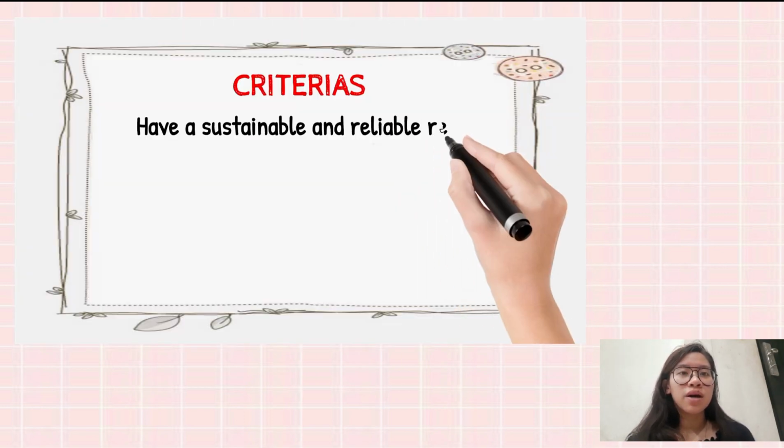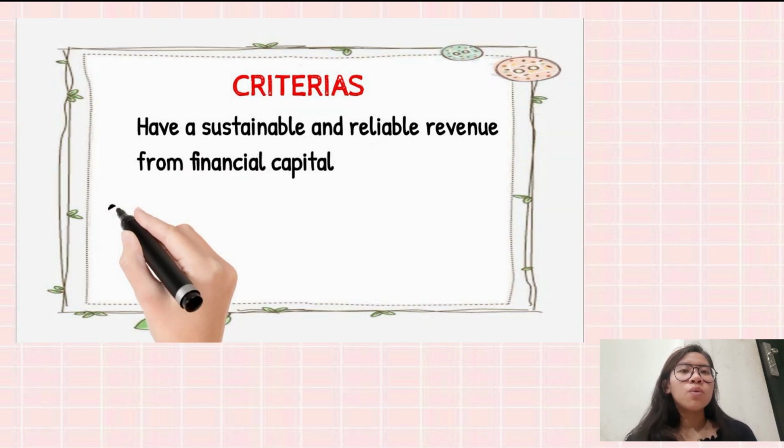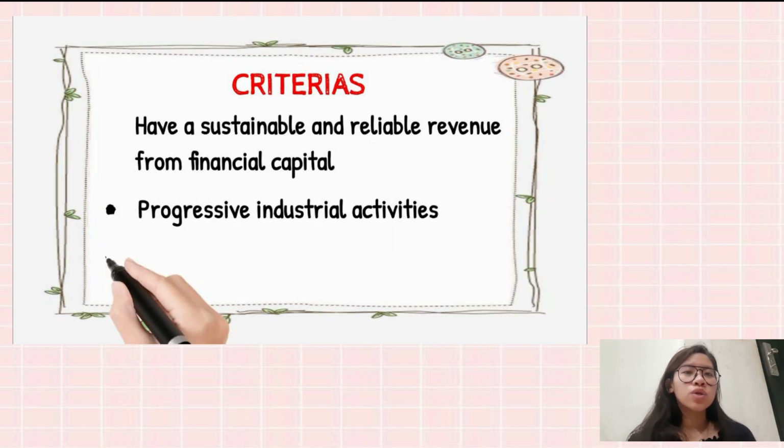Moving on to the criteria, having a sustainable and reliable revenue from financial capital with an annual income of not less than 20,000 ringgit is the criteria possessed by the municipal council. These are the latest requirements introduced at the meeting of the State Council for the Local Government on June 8th. Furthermore, a municipality needs to have progressive industrial activities, businesses, tourism, and major prime housing development and planning activities that are identified as having potential for business expansion.